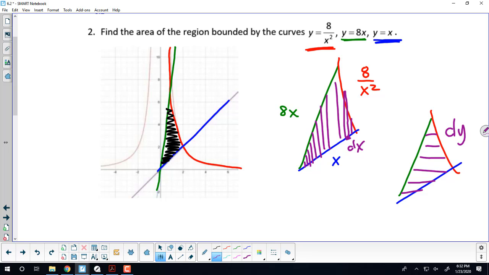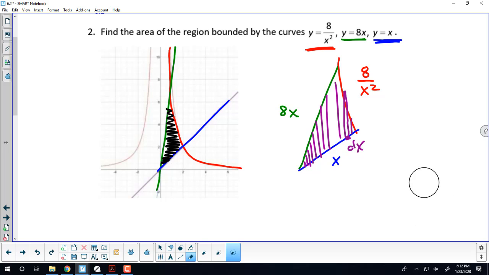Okay, so we're going to stick with this one here. If you want to try it with respect to y, you should get the same area, right? It's the same area whether we look at it this way or this way. Okay. Any other questions about where we're at right now?